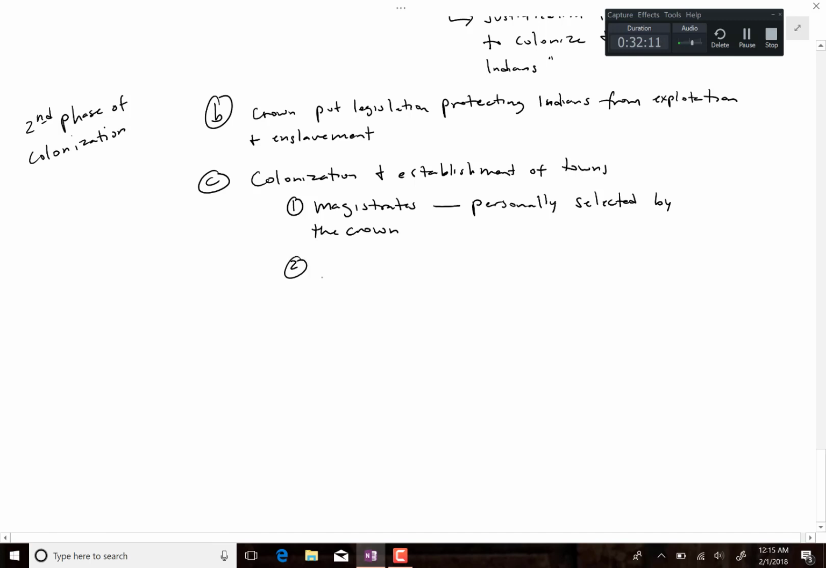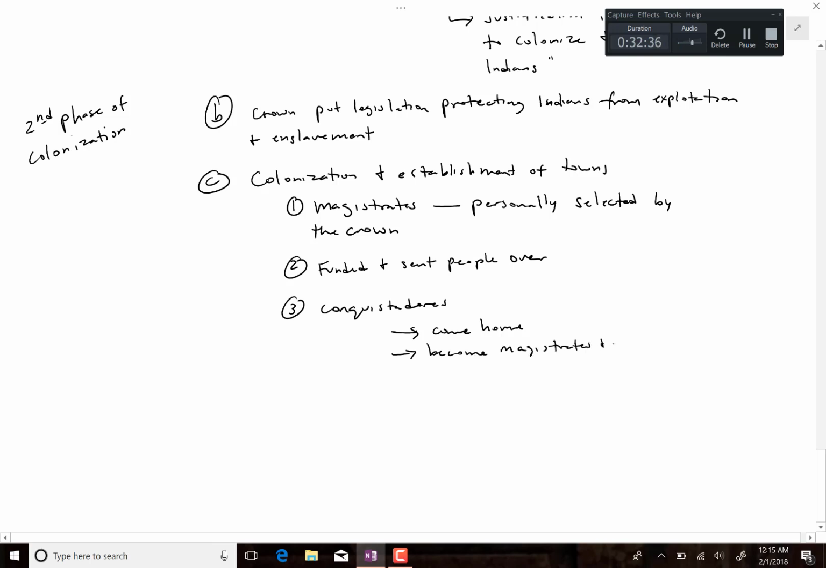So you no longer have, they got rid of the conquistadors, funded and sent people over. The conquistadors had a choice. They could either come home or become governors, magistrates, and follow the rules of the crown. And to enforce this, they sent over lawyers and other bureaucrats to follow Spanish law and hold them accountable.